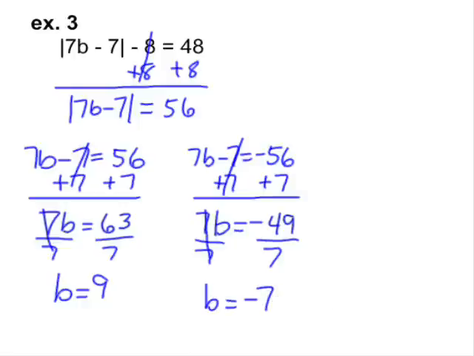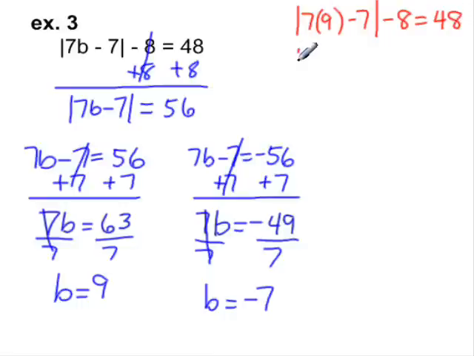So my 2 possible answers are 9 and negative 7, and as you guys saw in that last example, we've got to check both of them because they may not work. So let's go back to our original problem. We're going to plug in the 9 first. So I'll put that in my absolute value in place of b, and we're going to see if we can get the left side to equal 48.